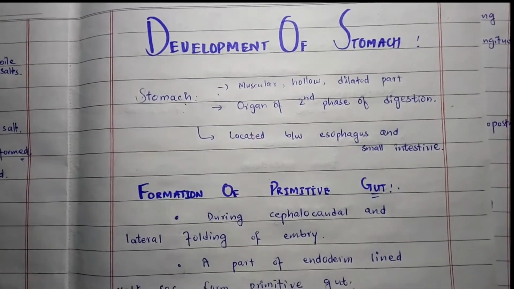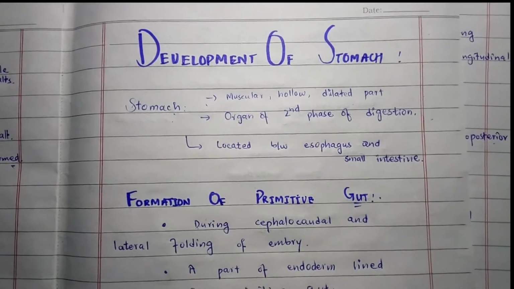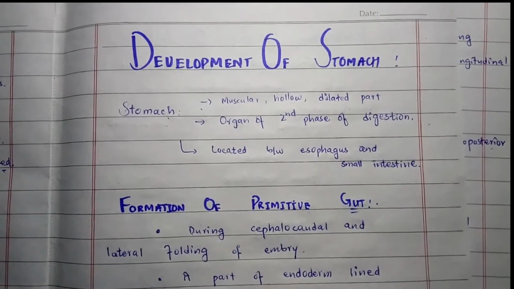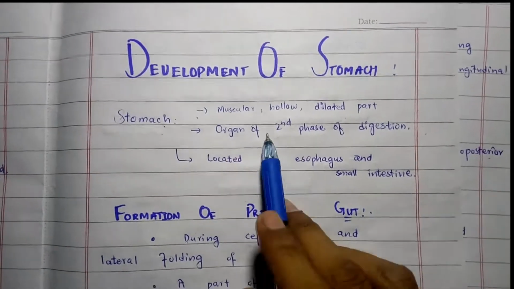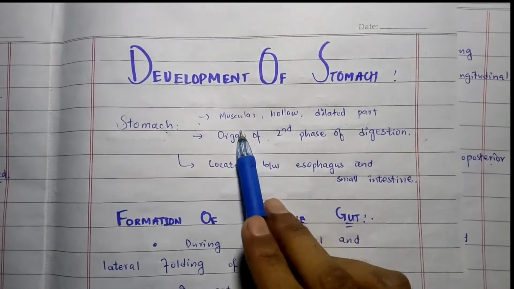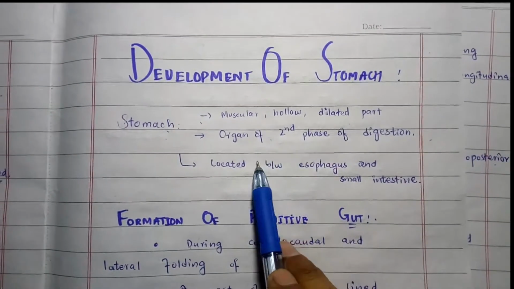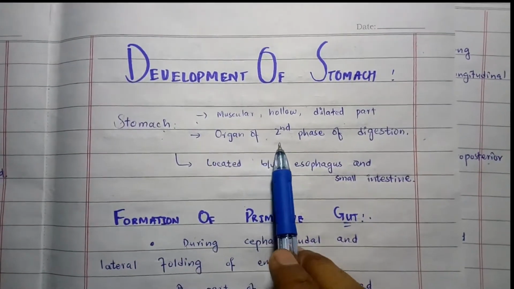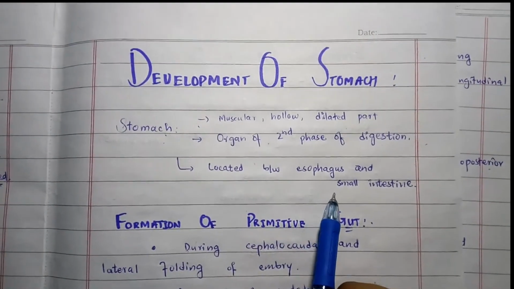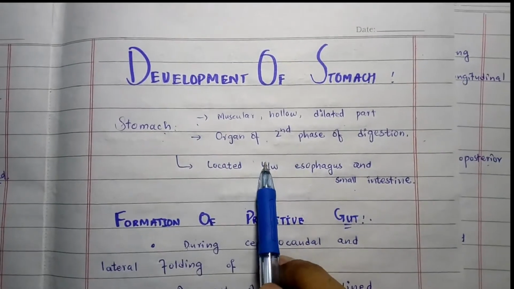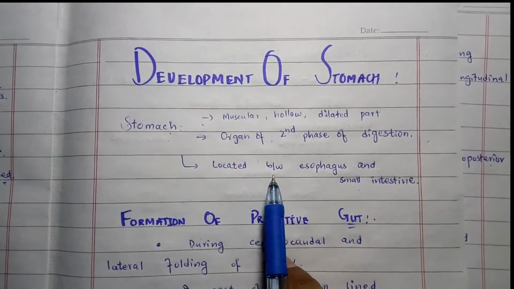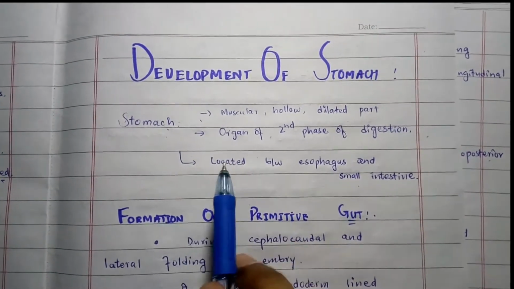Students, the topic for today's discussion is the development of the stomach, how the stomach develops. The stomach is the muscular, hollow, dilated part of the GIT. It is a muscular organ. It is the organ of the second phase of digestion, located between the esophagus and the small intestine. It plays a key role in digestion, as most protein digestion occurs in the stomach.